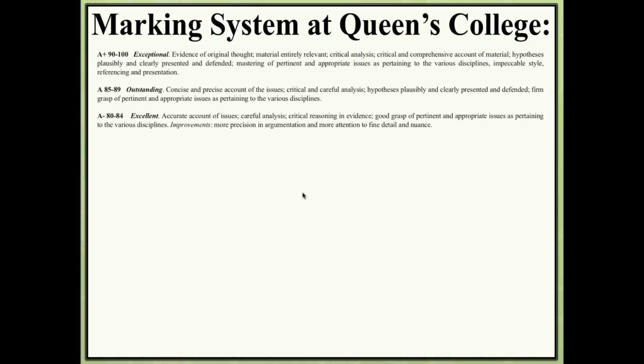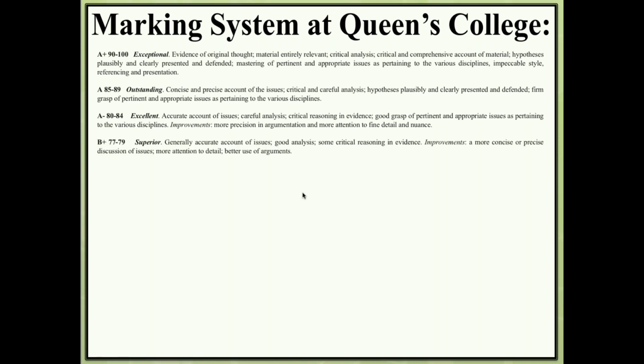80 to 84 is an A-, excellent. Accurate account of issues, careful analysis, critical reasoning and evidence, good grasp of pertinent and appropriate issues as pertaining to the various disciplines. The areas in which you could make improvements would be more precision in argumentation and more attention to fine detail and nuance.